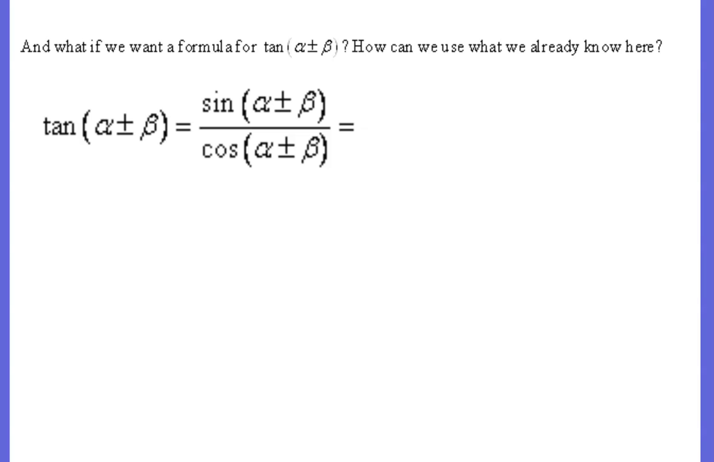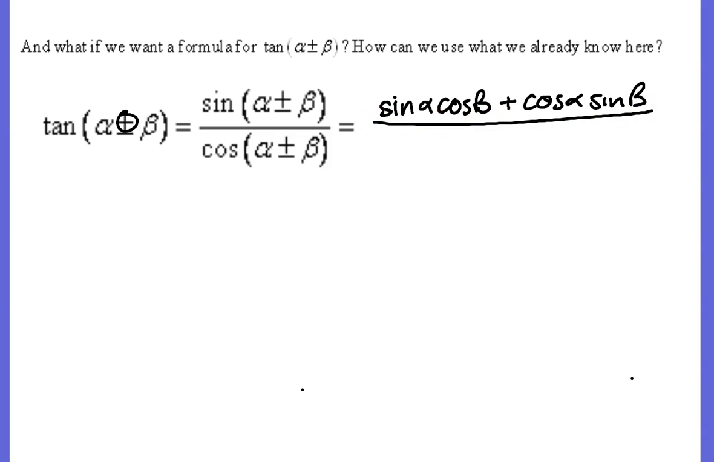Last but not least, so if we wanted to find a formula for tan of alpha plus beta, how can we use what we already know? Well, again, we can use the two identities that we already know. This one can get a little busy, but let's just do the sum. I can use the sum expansion, so sine alpha cos beta plus cos alpha sine beta. The bottom is cos, remember? And then if it's addition, it's actually minus sine.